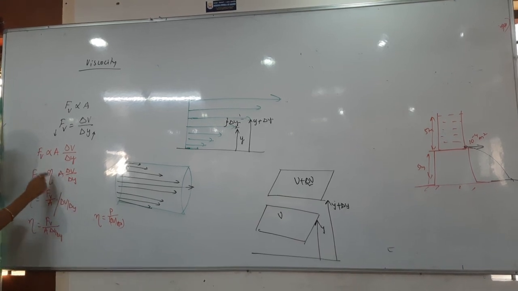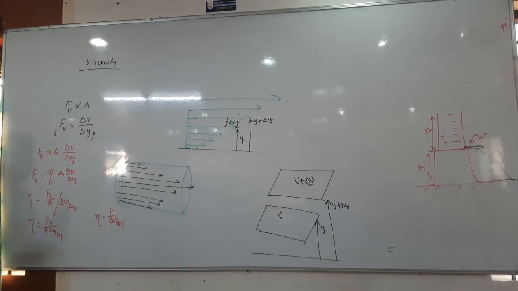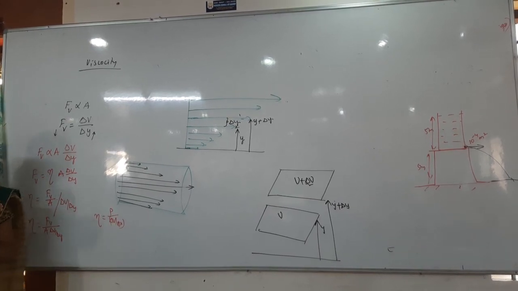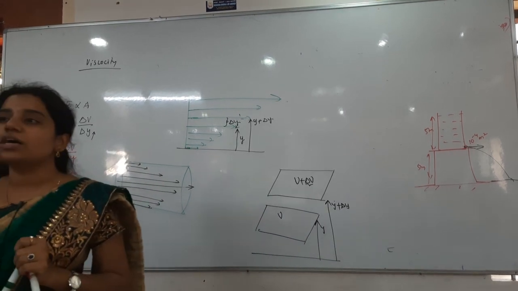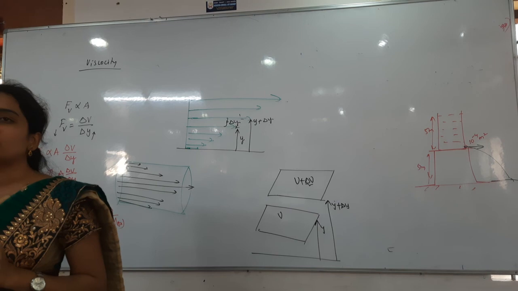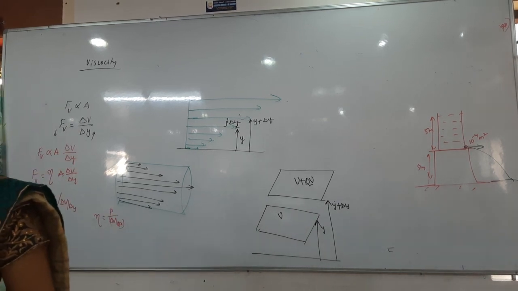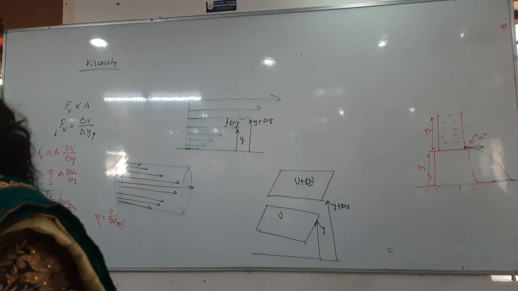the proportionality is removed by a constant known as the coefficient of viscosity. Then eta equals this formula we got: force by area into velocity gradient. That is the coefficient of viscosity. So viscous force is nothing but the opposing force which opposes the relative motion of the fluid layers. Friction, as I said, does not oppose the motion, it opposes the relative motion. Clear? Write that.